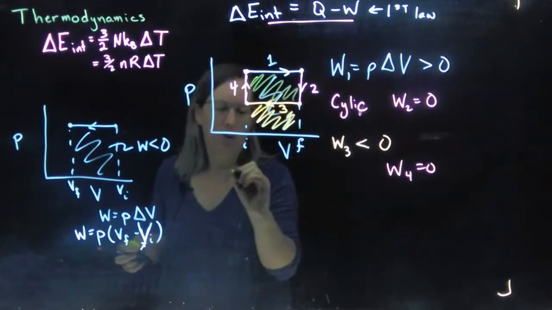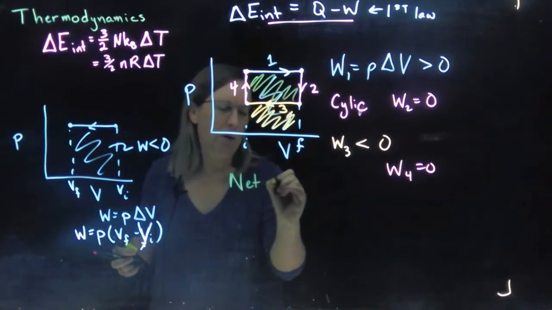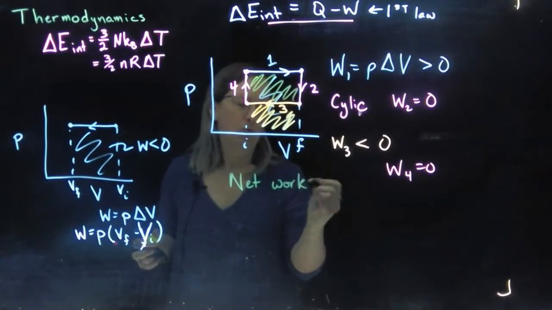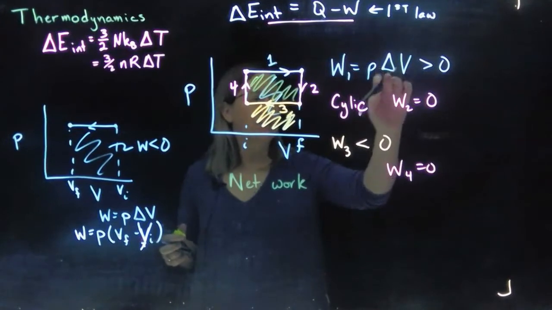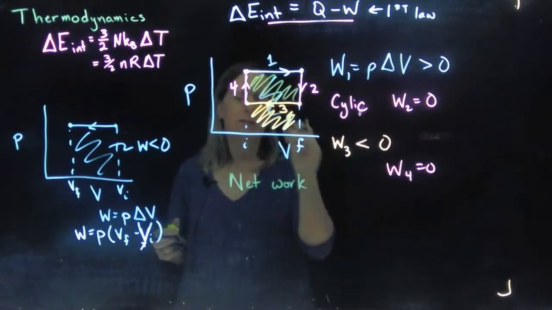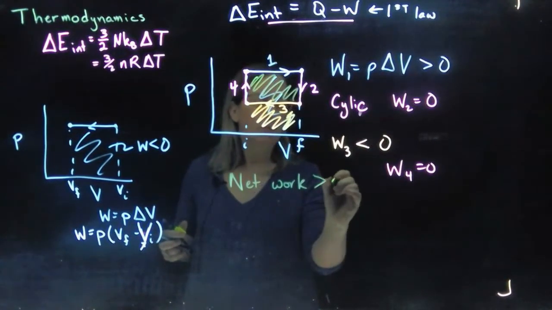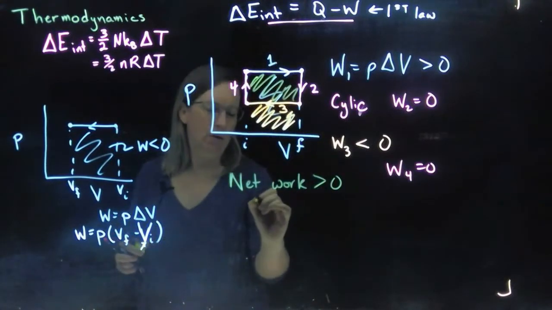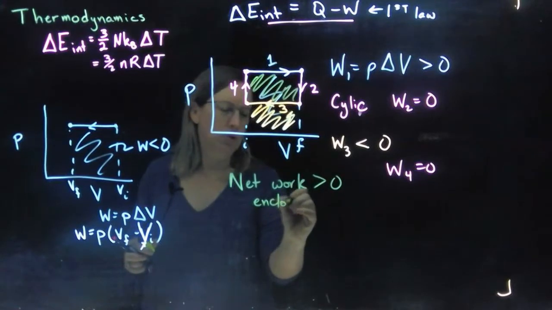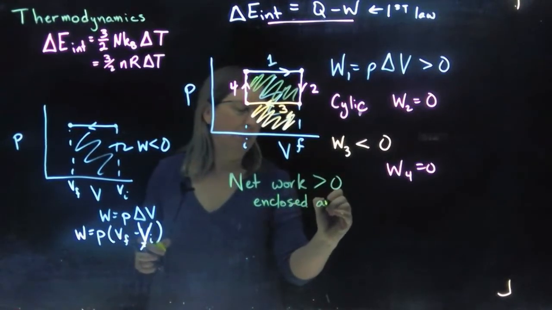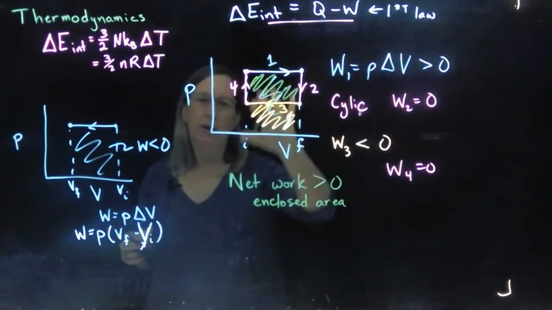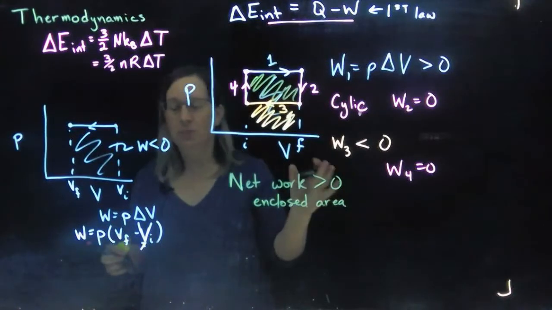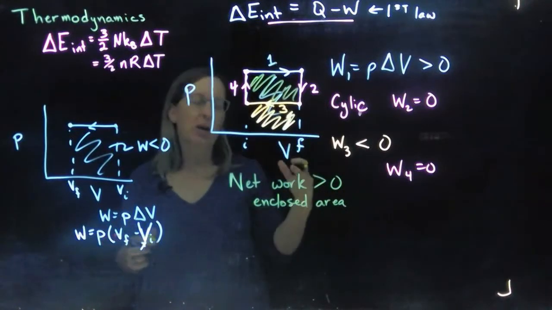So the total work, we add up the positive and the negative. The net work in this situation is going to be positive, and it's the area of that enclosed square, the enclosed area, because that's just what we get when we take the integral. And it doesn't have to be a square, right? It can be any shape.